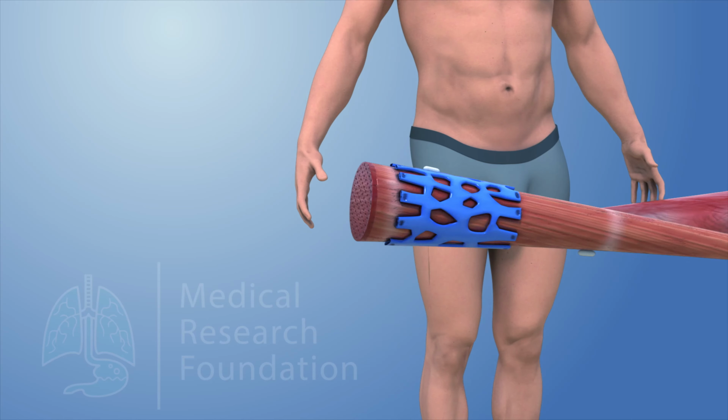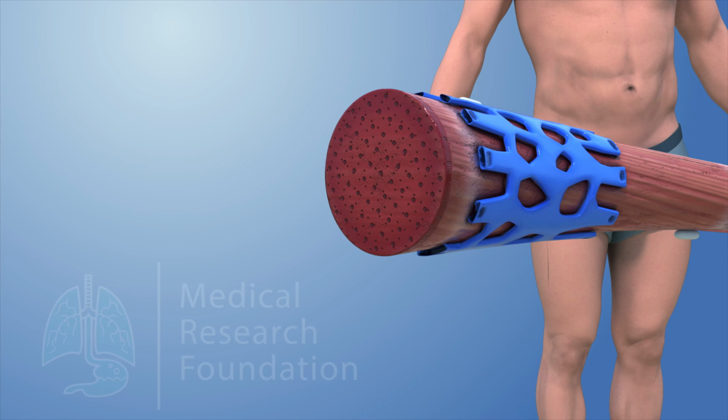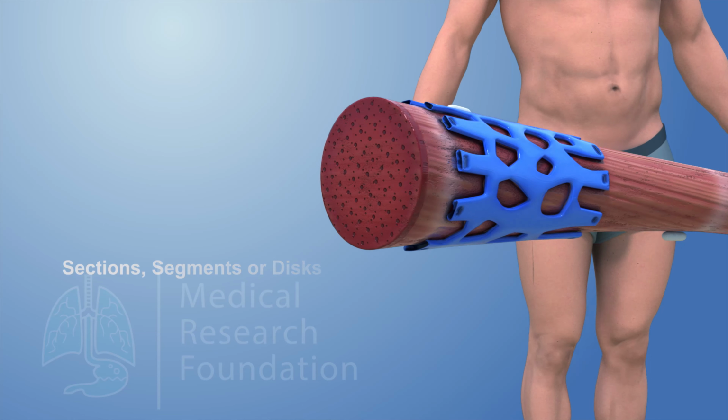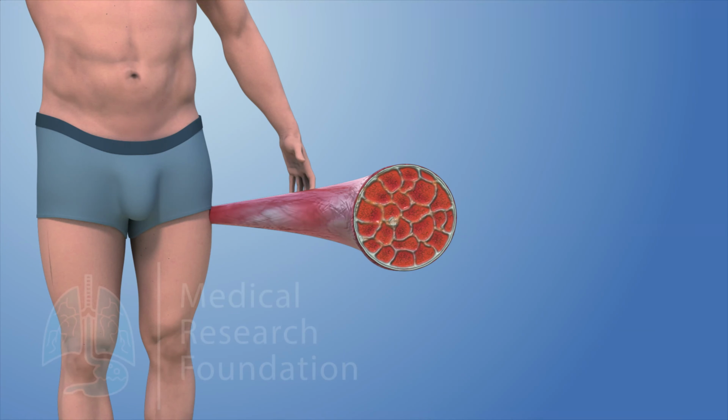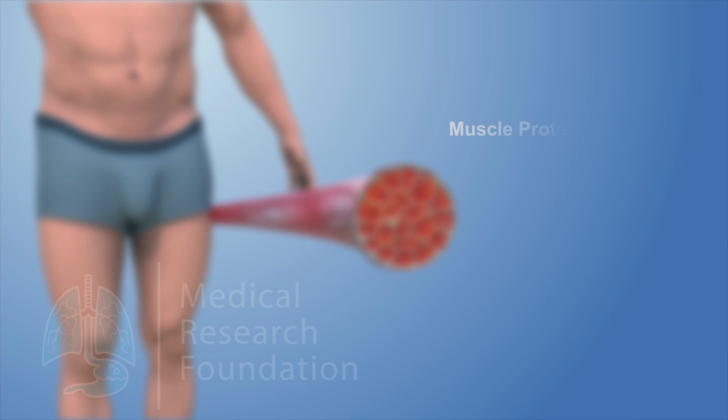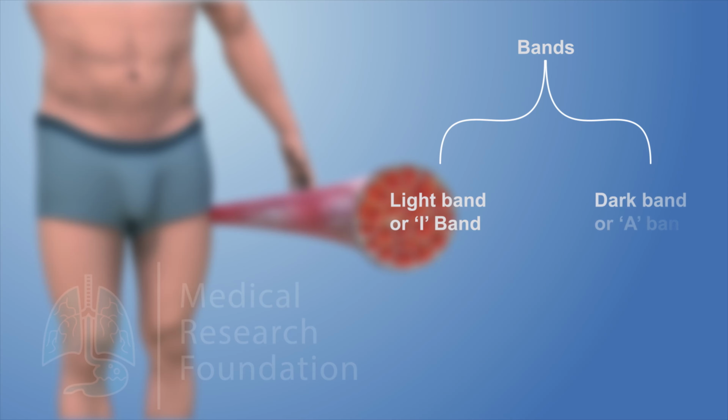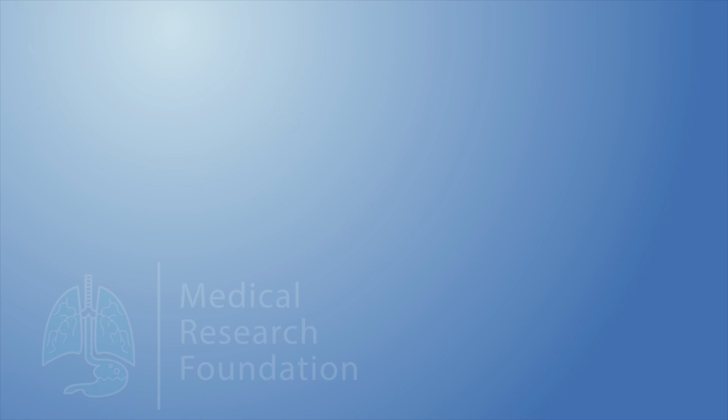Light microscopic studies show that each myofibril consists of a number of alternating bands, which are also called sections, segments, or discs. These bands are formed by muscle proteins. The two bands are the light band or I band, and the dark band or A band.